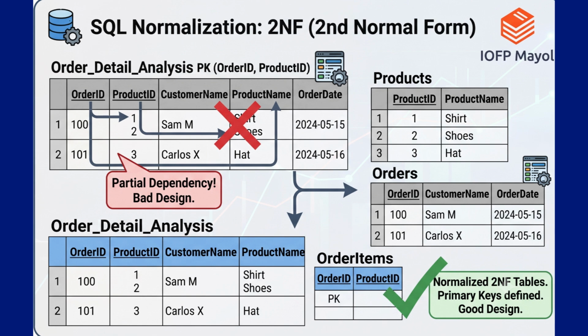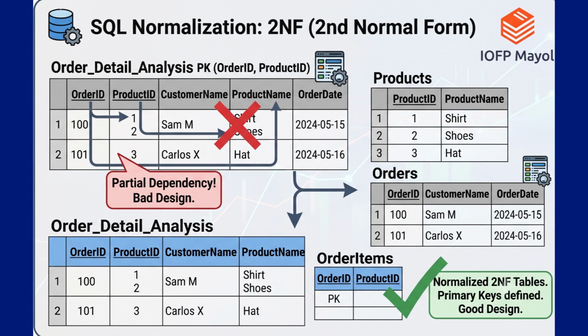1. Customer name is determined only by the order ID. If you know the order, you know the customer. 2. Product name is determined only by the product ID. This structure forces us to repeat customer data for every product they order, which is redundant.